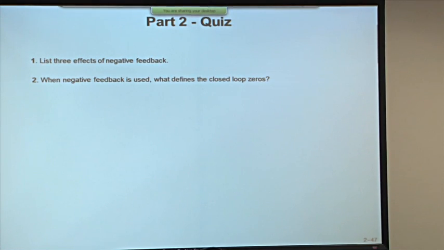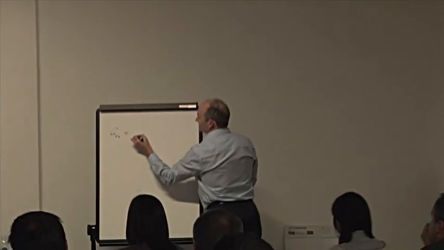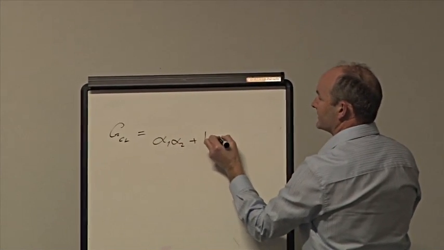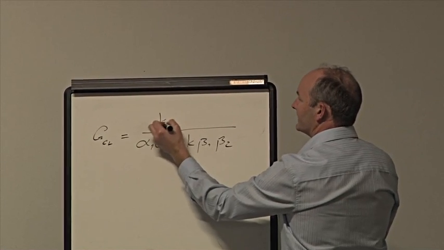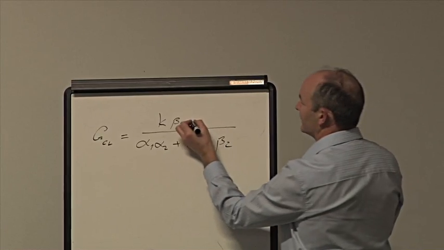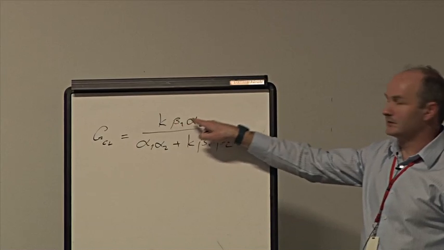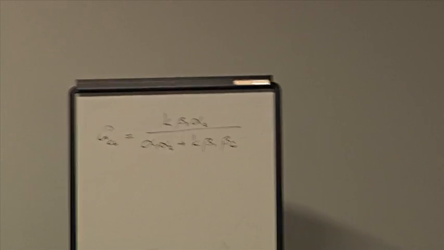If you remember, I represented it this way so that the closed loop transfer function, I think I'll call it that, is the denominator had alpha 1, alpha 2, remember this, plus k times beta 1, beta 2. And then the numerator had k times beta 1, that's the zeros in the forward path, times alpha 2. So if you know the forward path zeros and the feedback path poles, you know what the closed loop zeros are. That's where they come from.